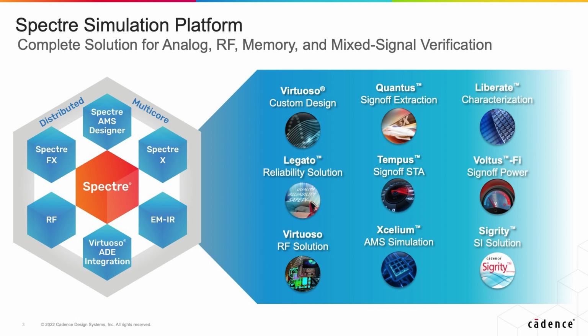Don't think about Spectre RF as being a very separate simulator from APS or Specter X, because the underlying technology is APS or Specter X, and the RF is more for licensing and packaging. What it mainly means is the high frequency analysis capabilities like PSS or harmonic balance or envelope, and the small signal analyses that go with them. So basically, if you do not have the Spectre RF license, then you're not going to be able to run those analyses. That's all it means.